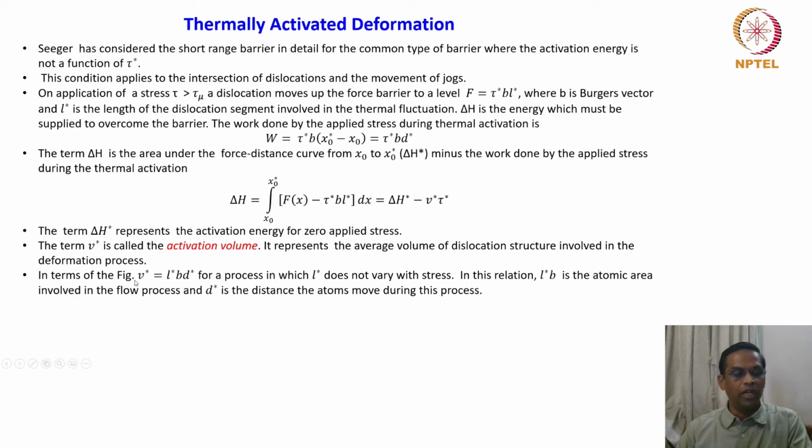In terms of the figure, we have seen that V star is equal to l star b d star, which is the hatched area, that is delta H, what we have shown in the previous force distance plot. You can relate this with V star, that hatched delta H star, for a process in which l star does not vary with stress. In this relation, l star b is the atomic area involved in the flow process, and d star is the distance the atoms move during this process.